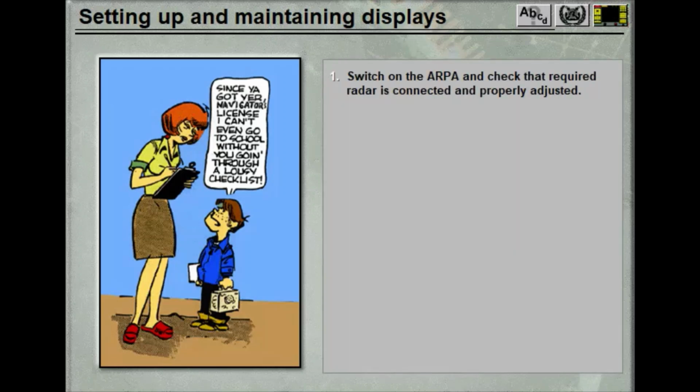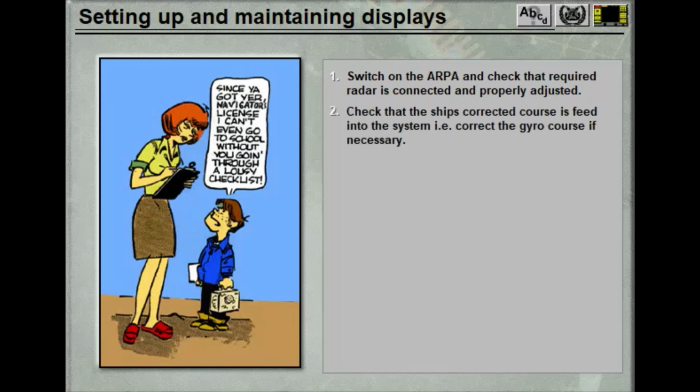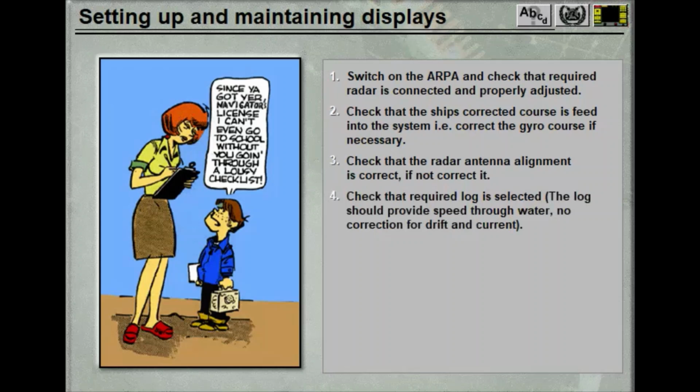Switch on the ARPA and check that required radar is connected and properly adjusted. Check that the ship's correct course is fed into the system, that is, correct the gyro course if necessary. Check that the radar antenna alignment is correct. If not, correct it. Check that required log is selected. The log should provide speed through water, no correction for drift and current.